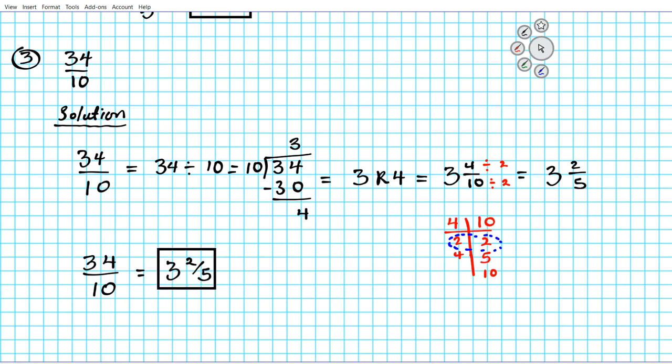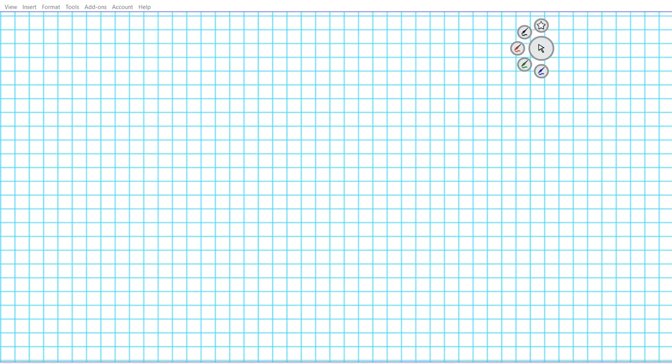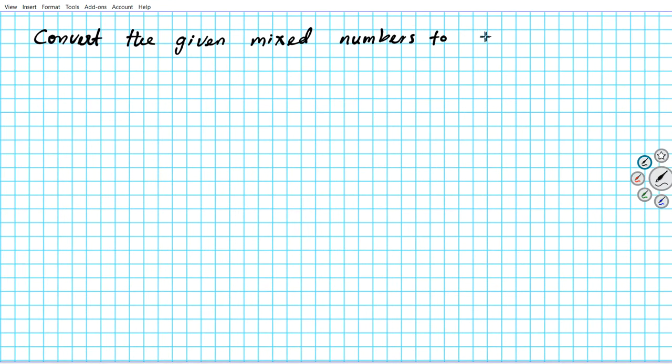All right, let's go ahead and do the reverse. We're going to take a look at how to convert. Let's write down instructions. So convert the given mixed numbers this time, the given mixed numbers to improper fractions. Okay. All right. Number 4.